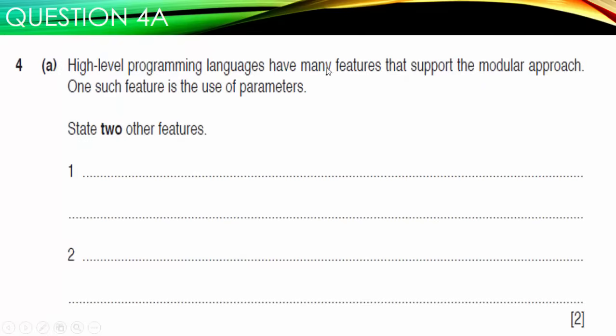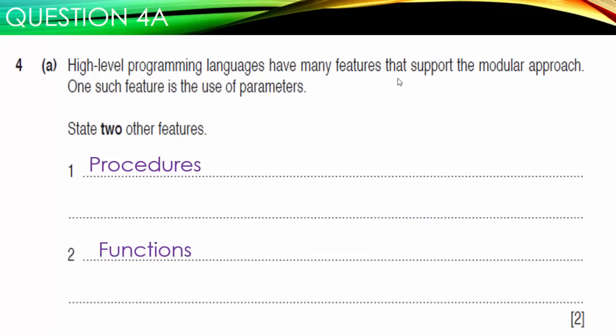Okay, high-level programming languages have many features that support the modular approach. One such feature is the use of parameters. State 2 other features. Well, there's lots of things that high-level programming languages do. The modular approach means you can create custom modules or custom procedures or functions. And one such feature is the use of parameters. So we can't use that, but we can use procedures, and we can use the other, which is functions.